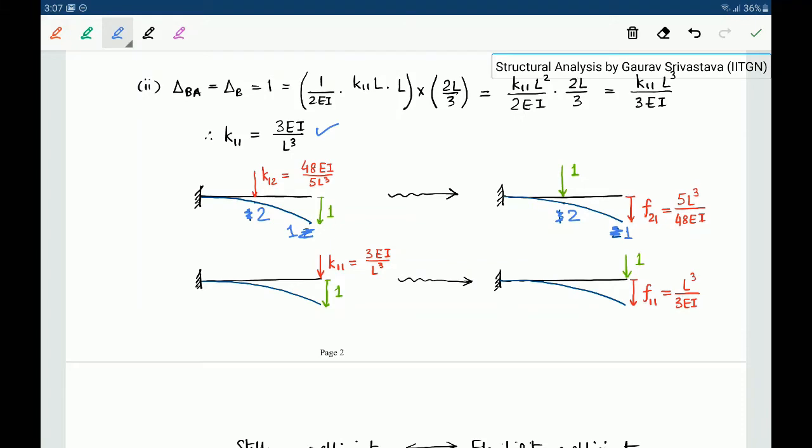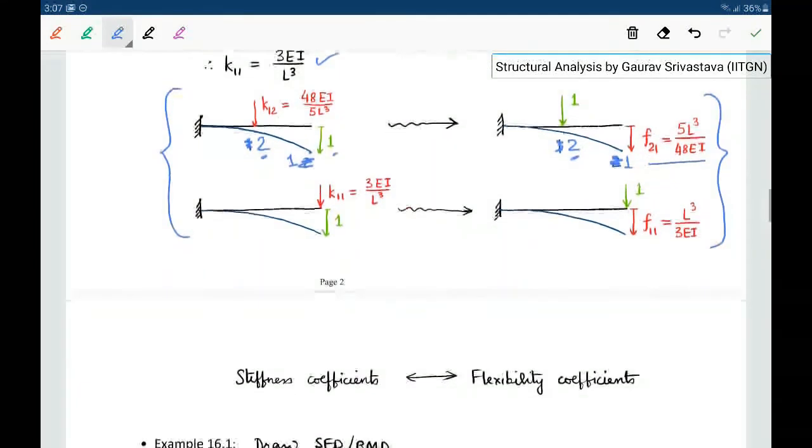And now these stiffness coefficients can be related with the flexibility coefficients, right? So K12 is the force required at 2 to create a unit displacement at 1, and F21 is the displacement generated at 1 due to a unit force at 2. Okay, and it is easy to see that these are reciprocal of each other. Okay, so this fact you can verify for other cases also.